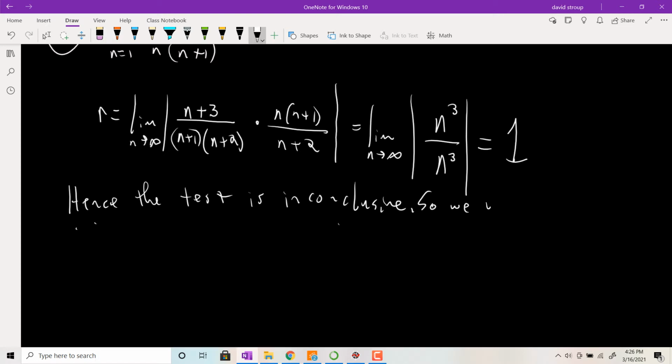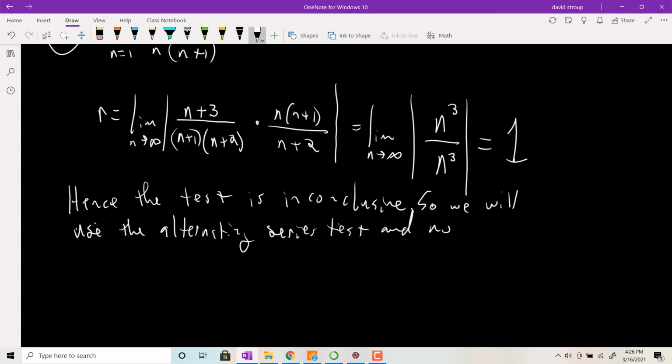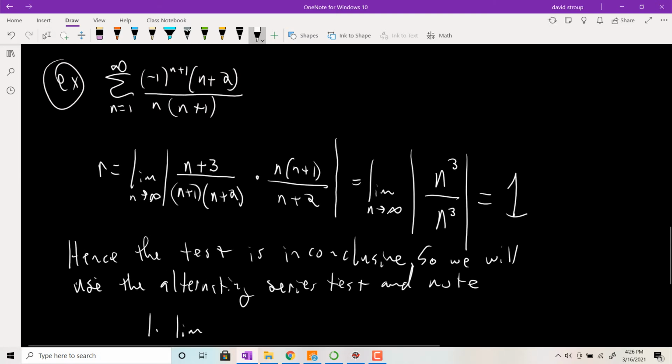So we will use the alternating series test and note the following two things then. First, the limit of the a sub n portion of the terms of the series. The limit of that thing. So it's n plus 2 all over n times n plus 1 as n goes to infinity.